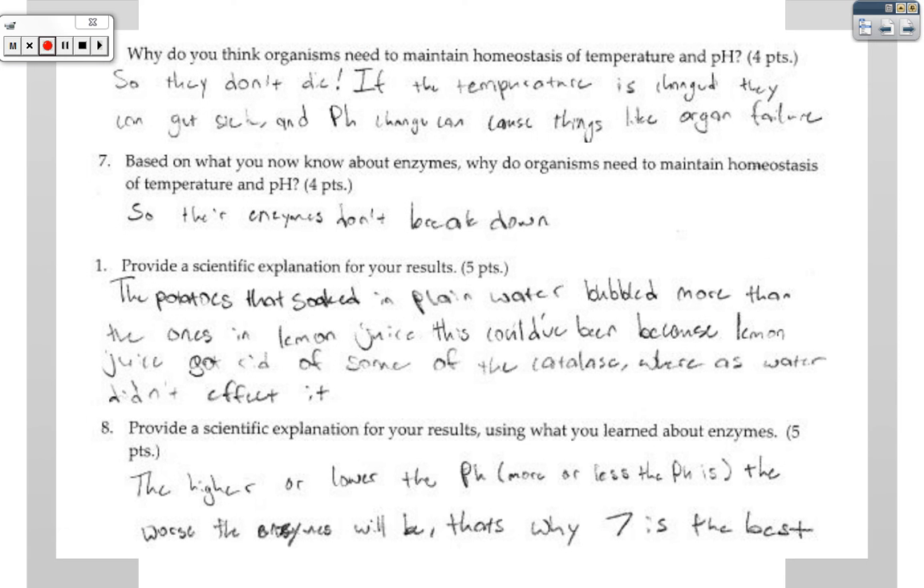Probably don't have time to read through everything here, but I wanted to show examples of how students had to initially think about why homeostasis is important, and then apply their knowledge of enzymes to that. Likewise, students had to come up with initial explanations for their results, then revise them in light of having learned about the content of enzymes, protein folding, and denaturing.